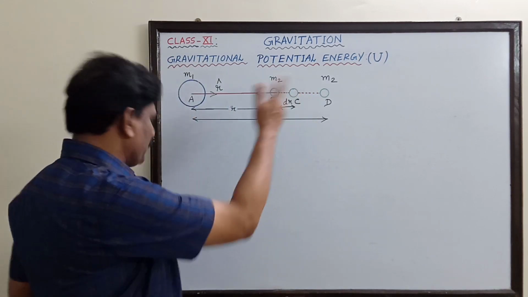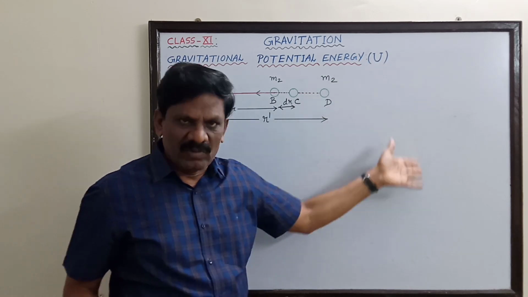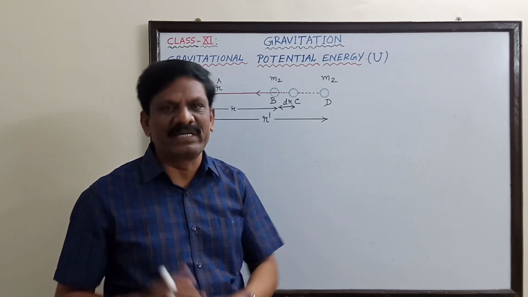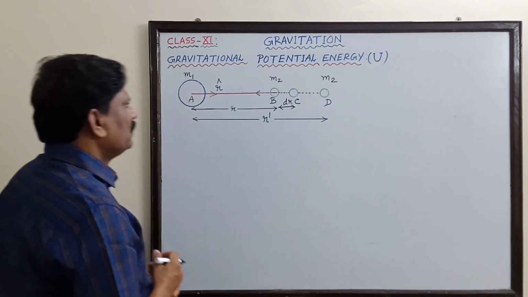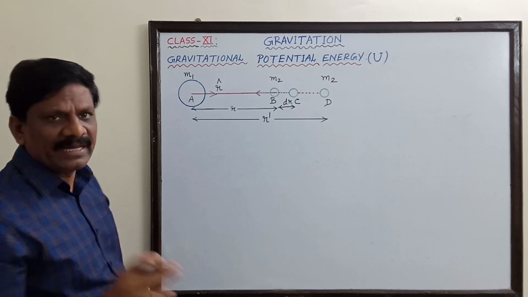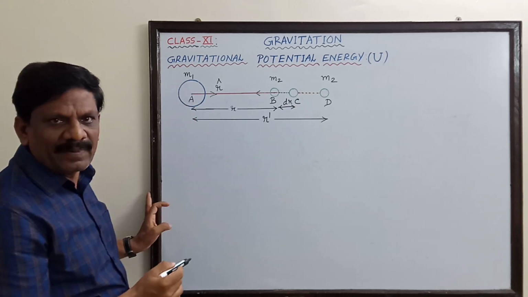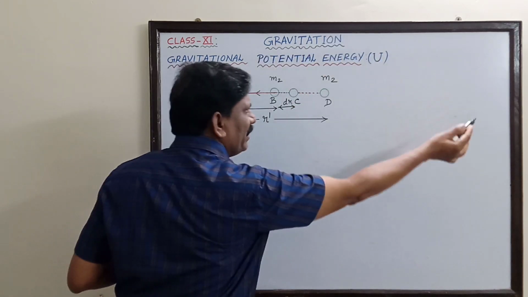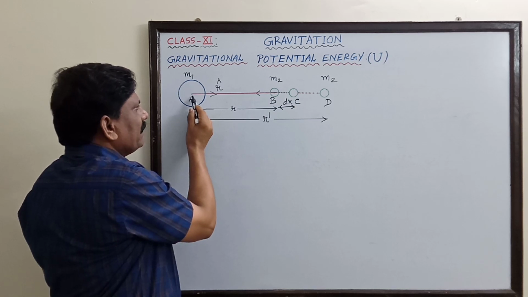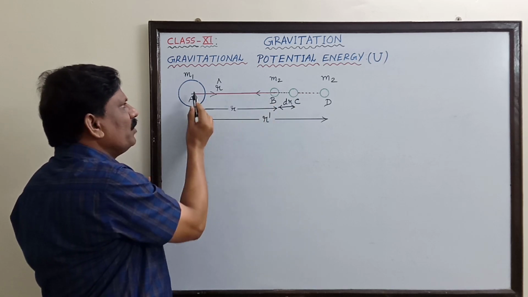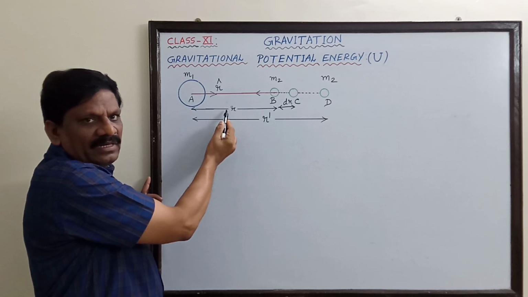Now we want to get an expression for this U. It is a scalar quantity because it is expressed in terms of the work done. Okay, now let us understand the diagram. So m1 is the source mass which is placed at a point A. m2 is brought from infinity and placed at a point B, so that the center to center distance between m1 and m2 is r. Initially it is r. Understand?